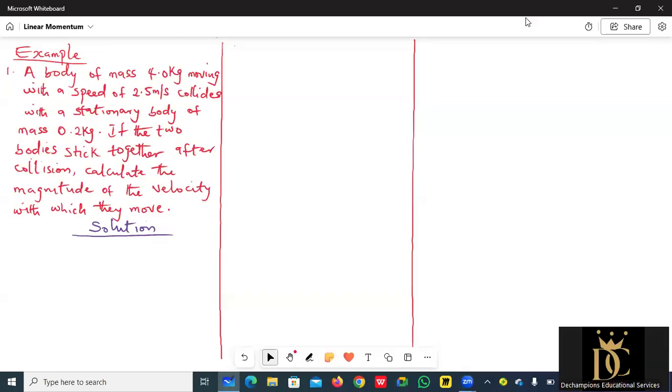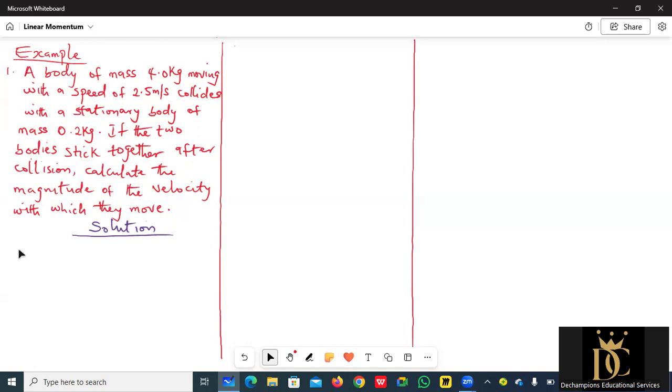Okay, let's look at a question on linear momentum. The question says, a body of mass 4.0 kilogram moving with a velocity of 2.5 meters per second collides with a stationary body of mass 0.2 kilogram. If the two bodies stick together after collision, calculate the magnitude of the velocity with which they move.